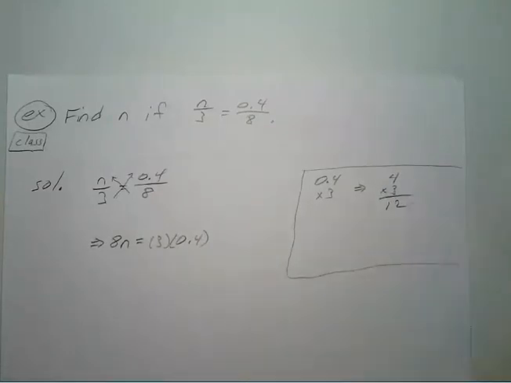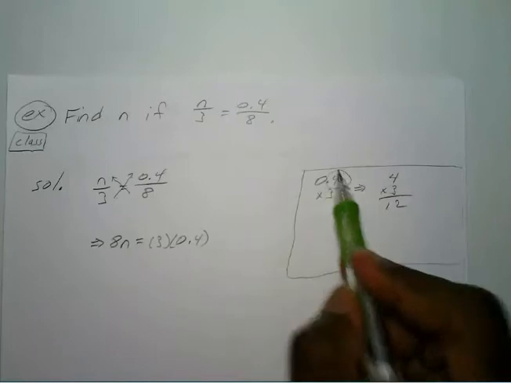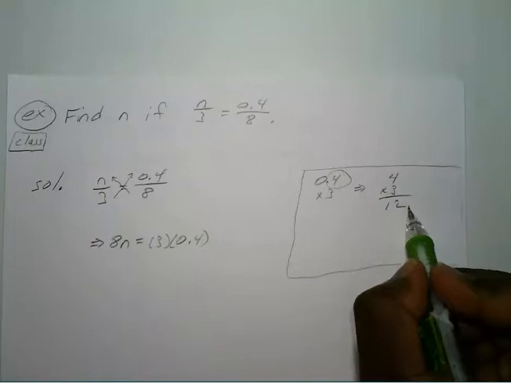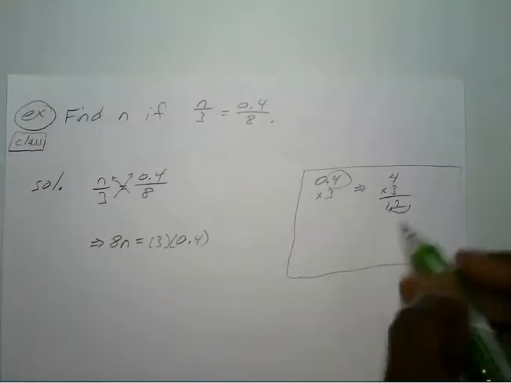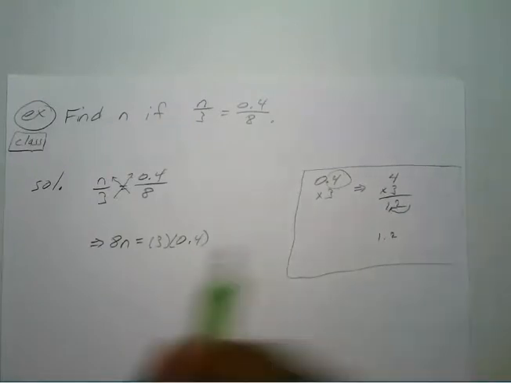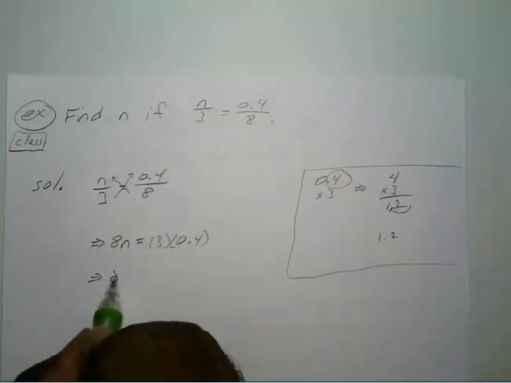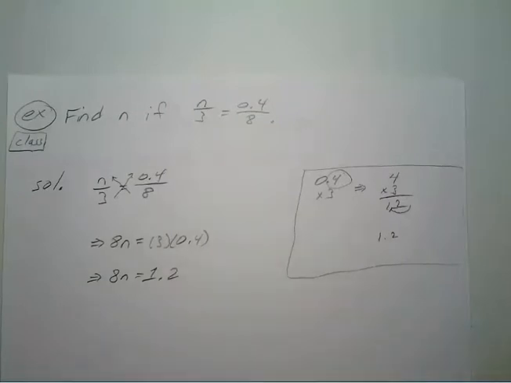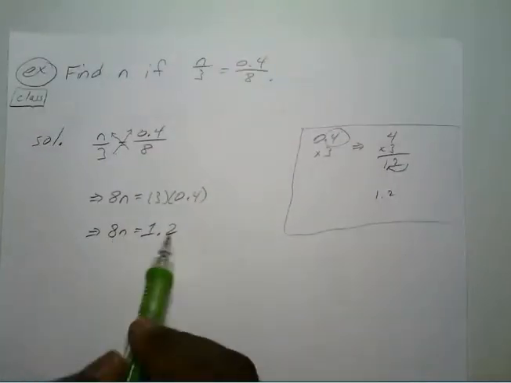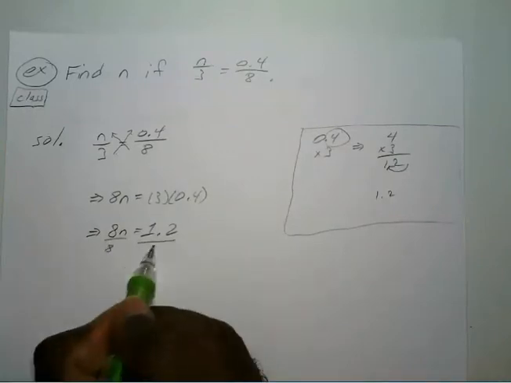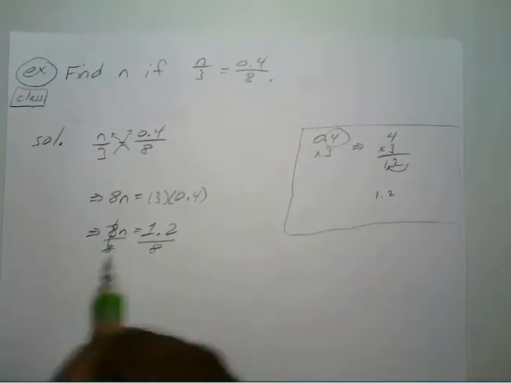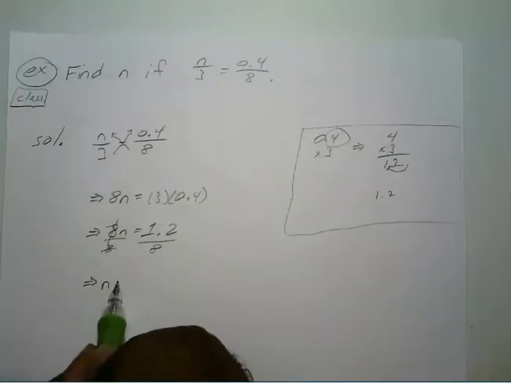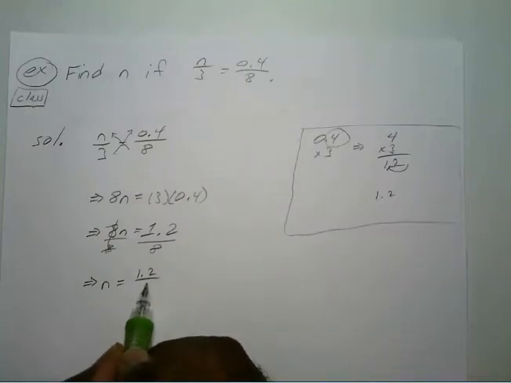Which is 12. So we know on this side we only have one decimal digit. So that means we get our decimal and we move it from the end to the left once. So it's 1.2. Okay. So 8 times n is equal to 1.2. So we divide both sides by 8. Anything divided by itself is equal to 1. That means 1 times n, or just n, is equal to 1.2 over 8.